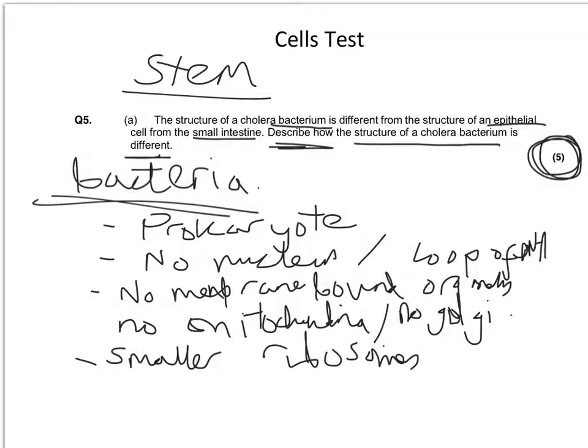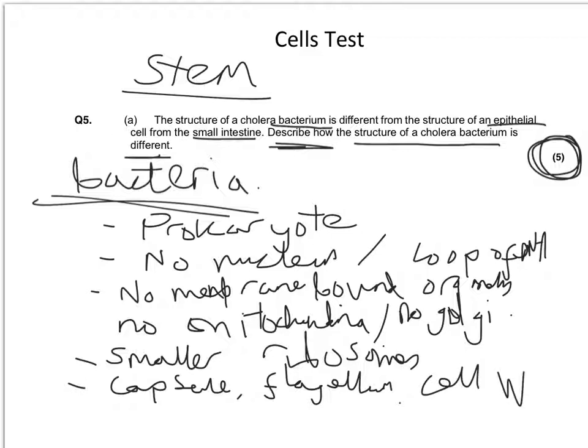Okay, and then any 2 from the following. You need to mention capsule or flagellum, or plasmid, as I've already said that, and cell wall. Cell wall, because that's different to the small intestine. So you can see there's lots of different answers in there. That is a really nice question. That is a good old AO1 5-mark question. If you've revised, you'll know those.